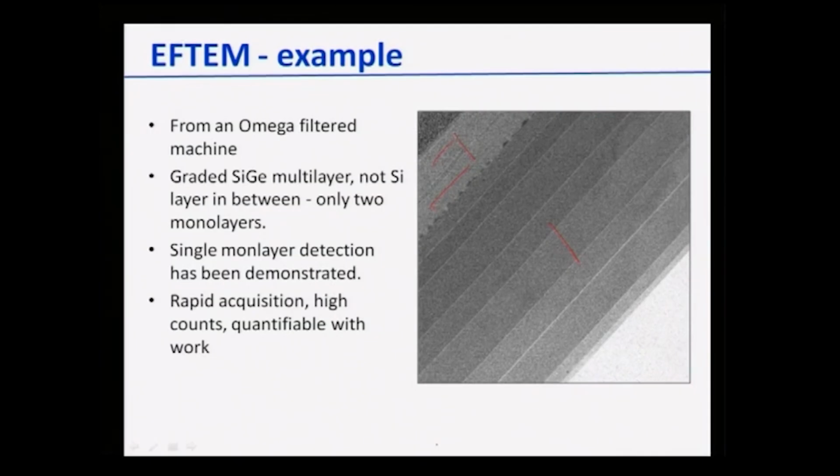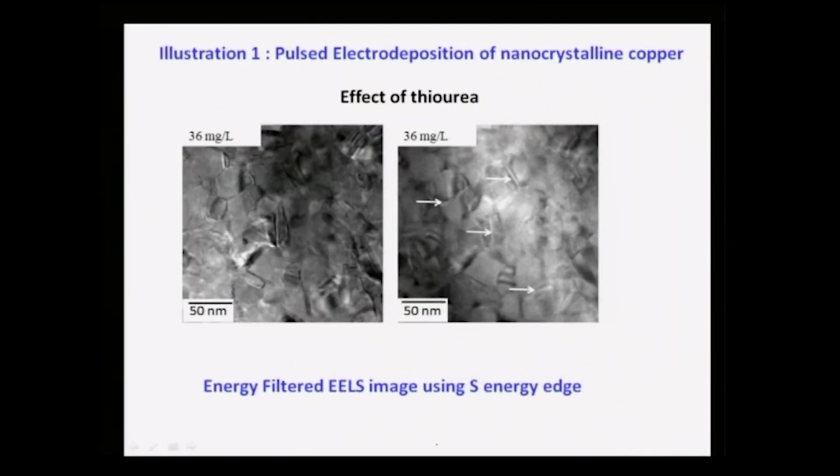So you can quantify that. This is again taken from our own work, which I have shown you at the beginning of this course. When you deposit copper using pulse electrodeposition techniques, we always use thiourea, and thiourea has many roles to play. It can control the nucleation mechanism for thin film deposition. It can control the growth also.